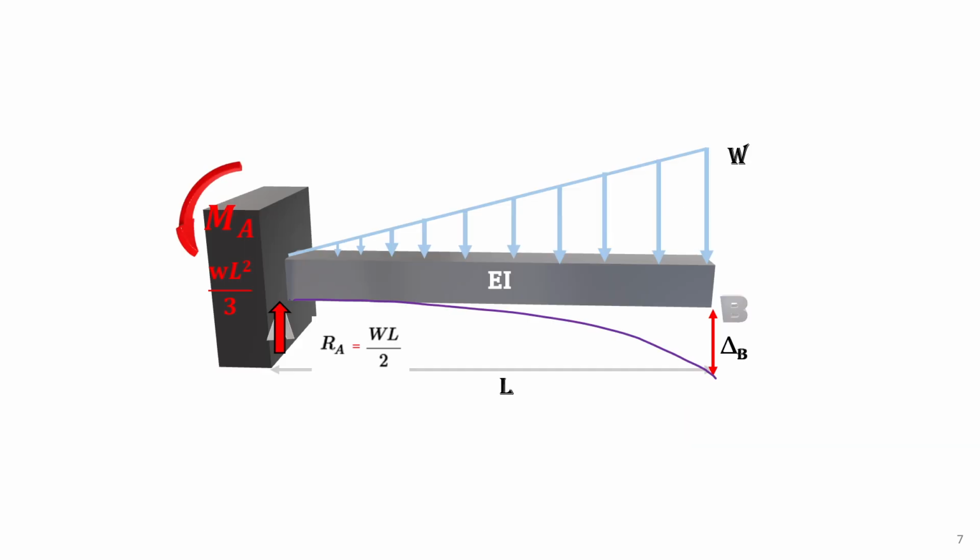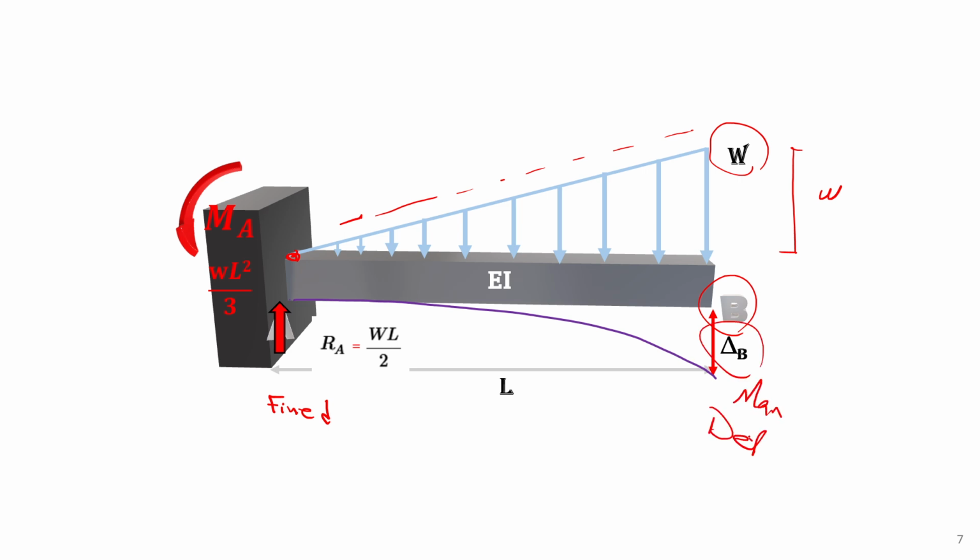So we have a cantilever beam with a triangular loading which starts at 0 at the fixed support at A and increases gradually to reach the maximum intensity of W at the free end B. We want to calculate the maximum deflection of the beam at the free end.